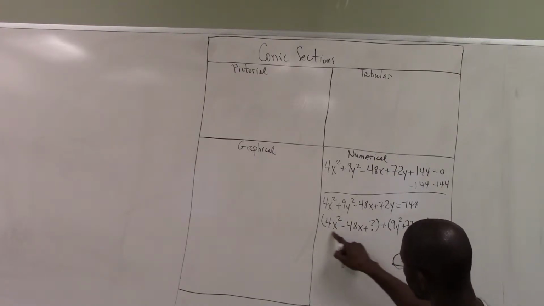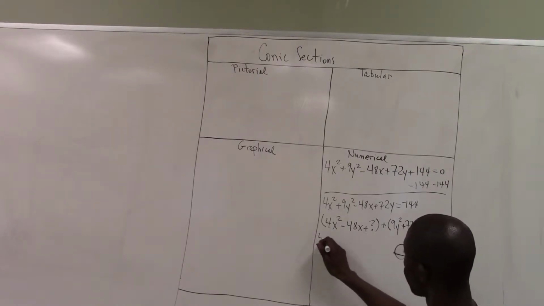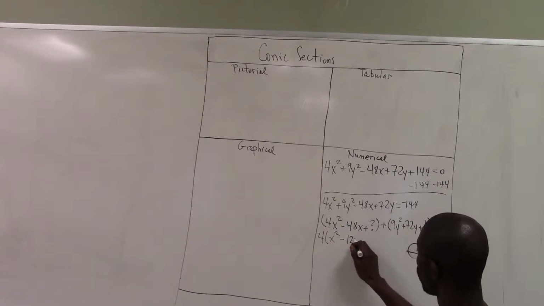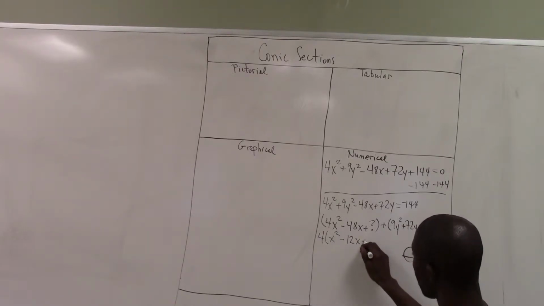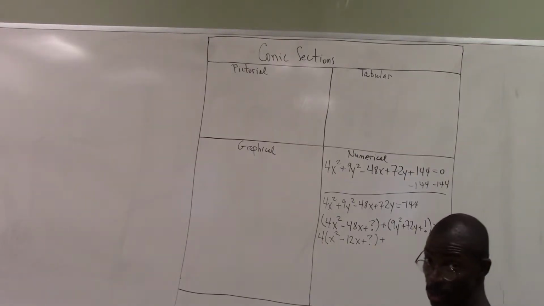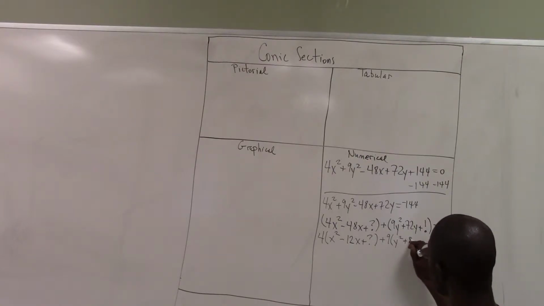I then want to factor the common term, or the greatest common factor, from the coefficients here. I end up with a 4 that comes out, and 4 times x squared gives me 4x squared, minus 4 times 12x gives me negative 48x. And I still have my placeholder here. Plus, and here I want to factor out the greatest common factor, which will be 9. So I have my 9 here, and then 9 times y squared gives me 9y squared, plus 8y here, because 9 times positive 8y gives me 72y, and then again my placeholder. And that equals negative 144.